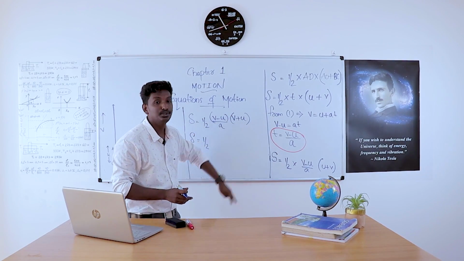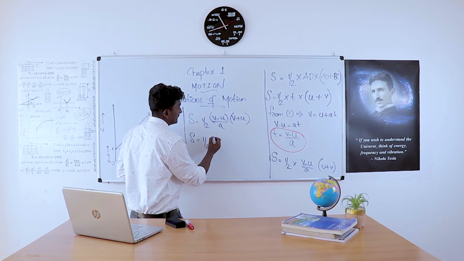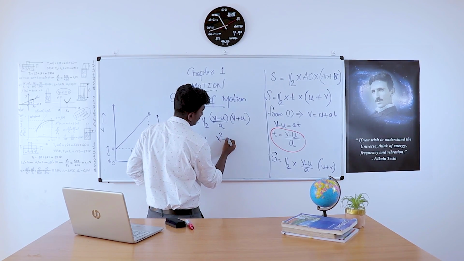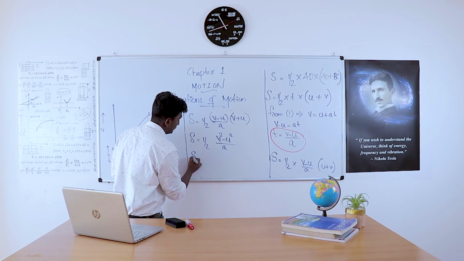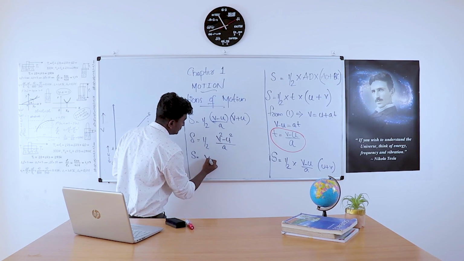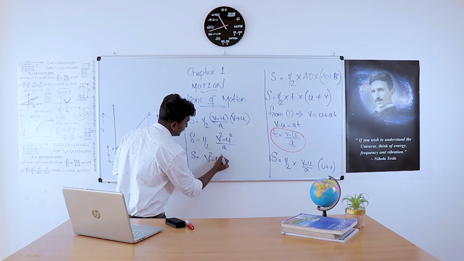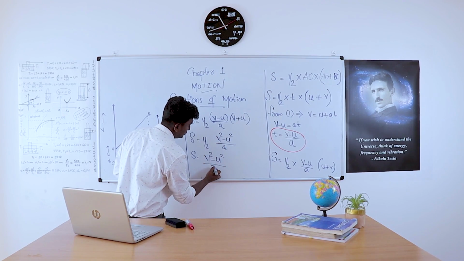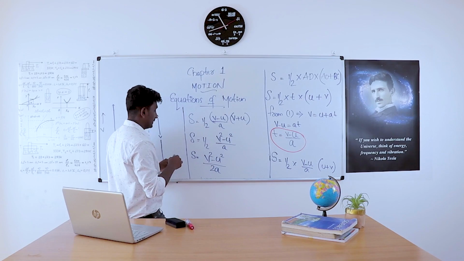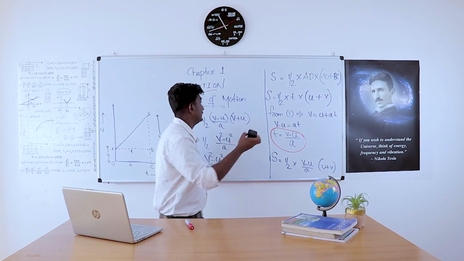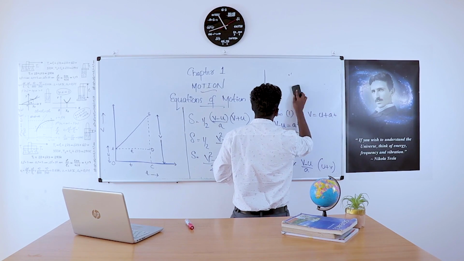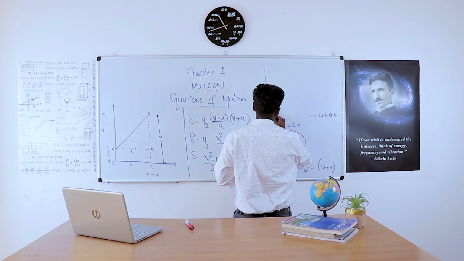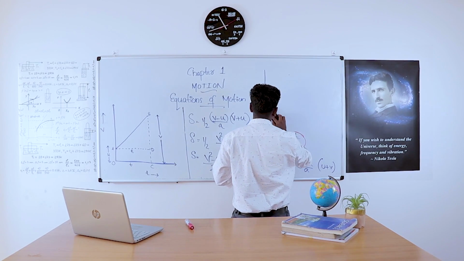Therefore, v minus u into v plus u can be written as v square minus u square, divided by a. Then by combining half into v square minus u square by a, we can write v square minus u square by the denominator 2 into a, 2a. Therefore, S is equal to v square minus u square by 2a. I am rubbing this and completing the remaining section.